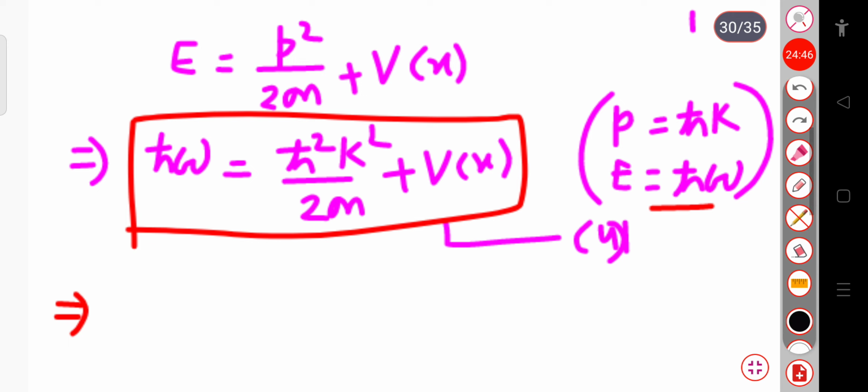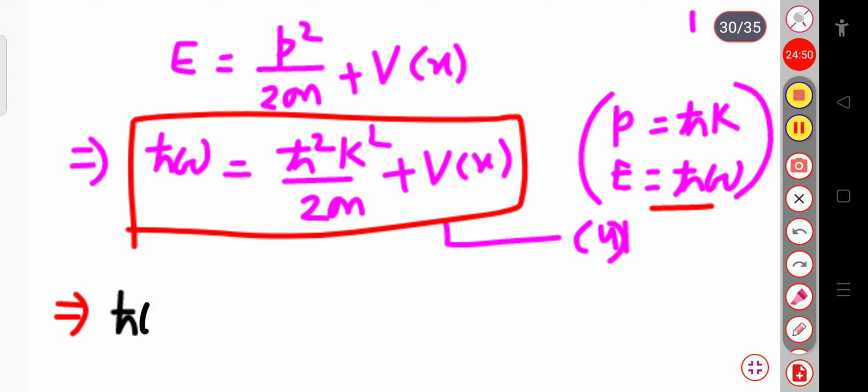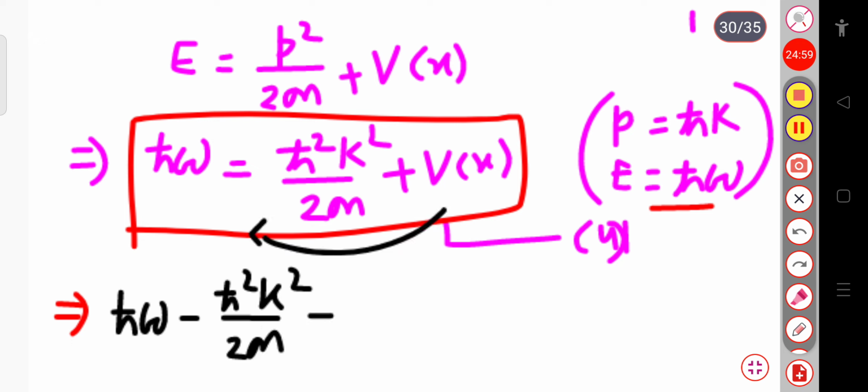h cut omega minus h cut square k square divided by 2m. And when this V of x is taken to the left hand side, minus V of x, that will be equal to 0. This right hand side term, when I take it to the left hand side, will be minus h cut square k square by 2m minus V of x, that is equal to 0.